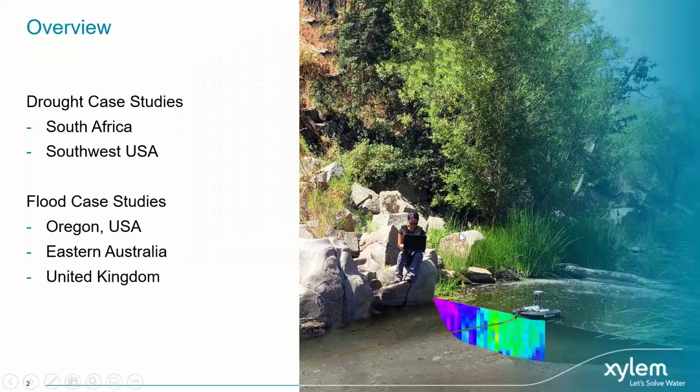So an overview of what we'll be discussing today. First, we'll talk about two drought case studies, one from South Africa and then one from the Southwest US. Then we'll step into 3 different flood case studies, one from Oregon in the US, and then Eastern Australia, and another from the United Kingdom. Following each one of these case studies, we have a quick field tip that's related to the data collected in these locations. But if you want the ultimate field tip from a very experienced hydrographer, hydrologist, stick around to the end, because we'll have that one at the very end of this program.